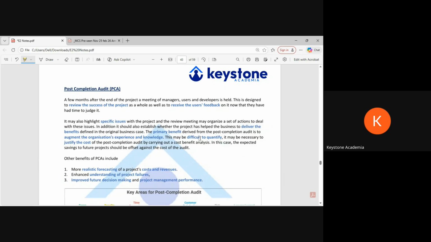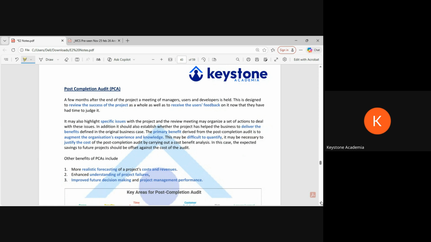The primary benefit derived from the post completion audit is to augment the organization's experience and knowledge. This may be difficult to quantify. It may be necessary to justify the cost of the post completion audit by carrying out a cost and benefit analysis, like how much cost we can save in future projects by investing the resource in the post completion audit.